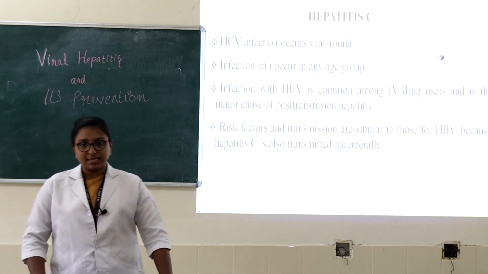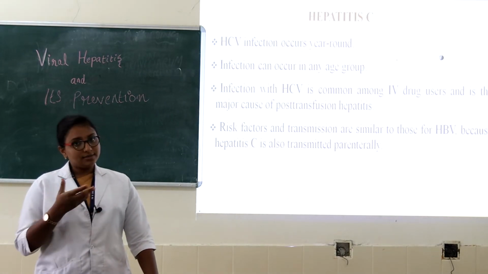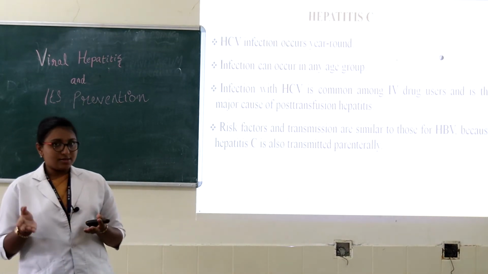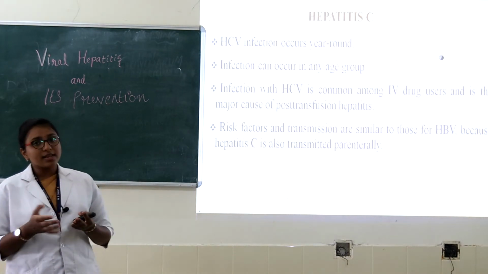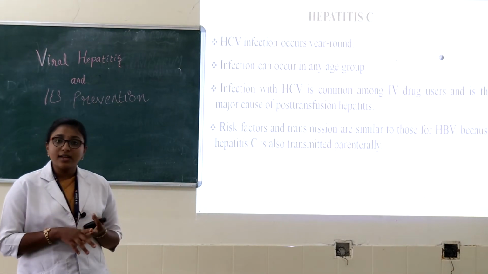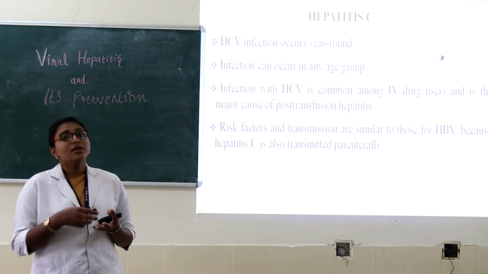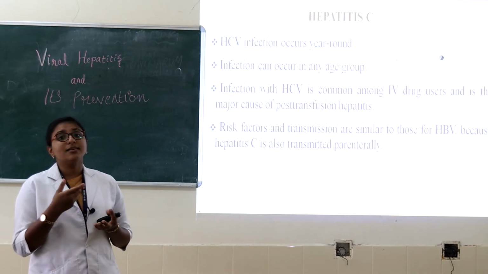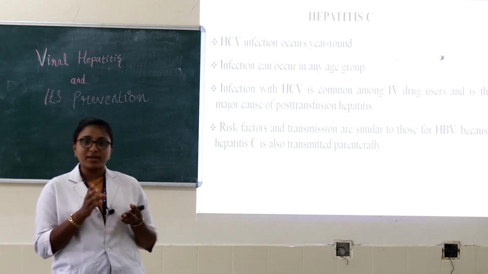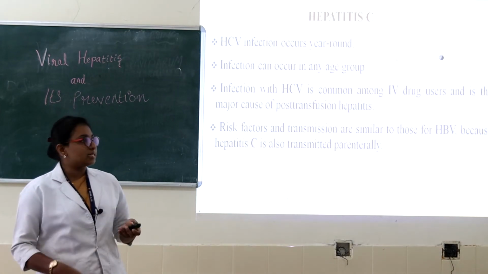Then the next one is hepatitis C. In the beginning we said that hepatitis B, C, D are all blood borne. So hepatitis C is also not seasonal, it is year round. It is also seen in any age group, and it is common among IV drug users and also those who need prolonged hemodialysis and who need recurrent blood transfusion. And the risk factors for the hepatitis C virus are also the same as those of hepatitis B virus, that is health professionals, those going for hemodialysis, etc.